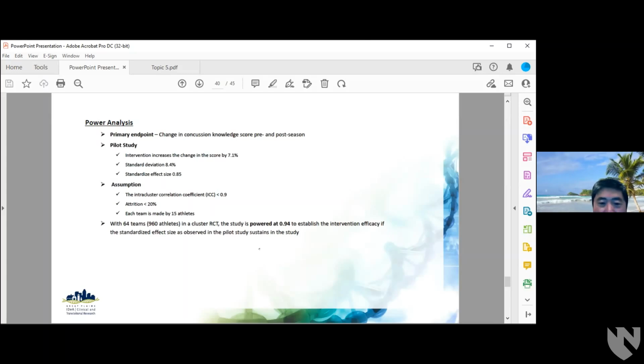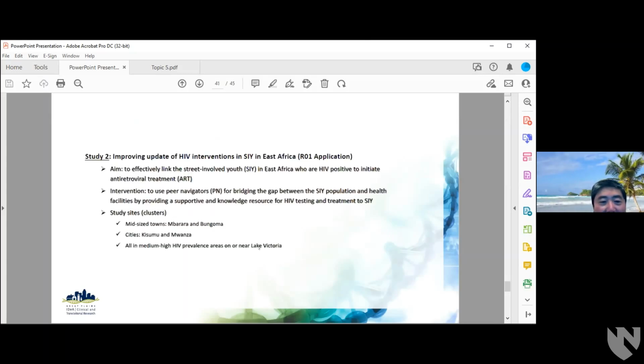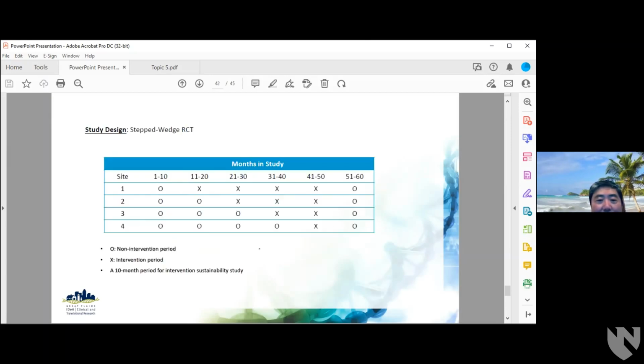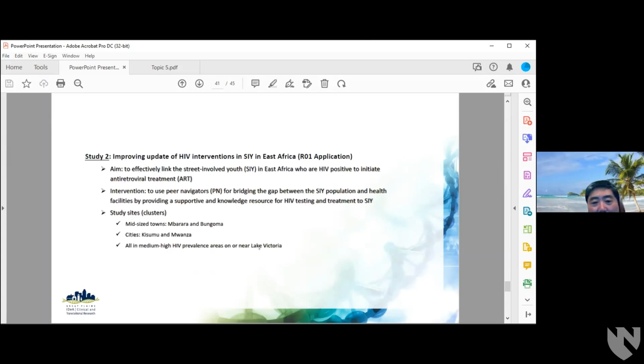So I think I'd better stop here, even though I have a second example about an HIV study in East Africa based on the stepped-wedge design, but since I'm running out of time, I'll just let you read these slides. If you have any questions, or you have this need, feel free to reach out to me. For a future design or study you're thinking about, contact me. All right.